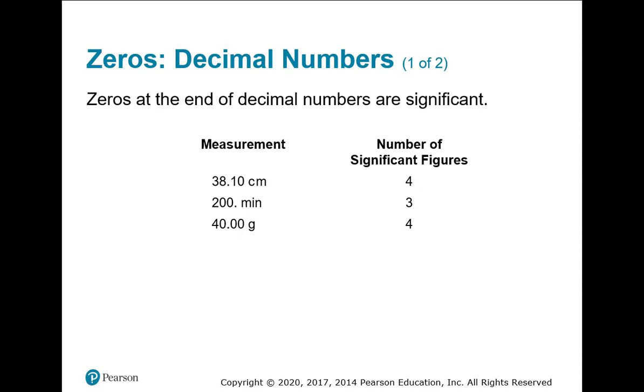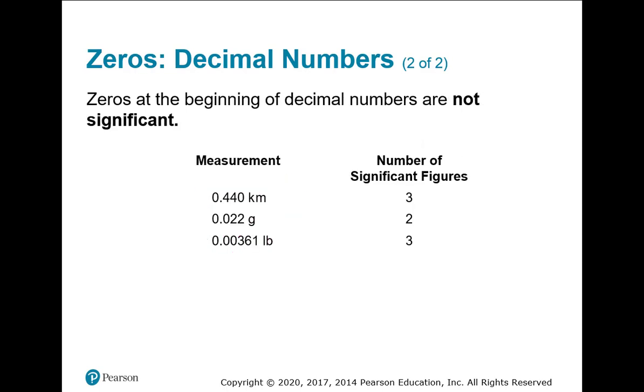Zeros at the end of decimal numbers are significant. Yes, yes, yes. All these zeros. So 4, 3, and 4. Here are some examples where the zeros at the beginning of the decimal point are not significant. This is not significant. Those are not significant.